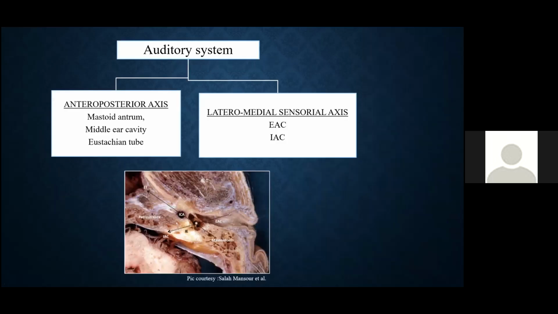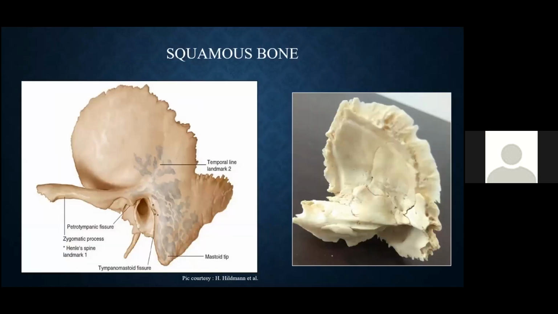The auditory system, which is present in the temporal bone, can be divided as per two axes, the anterior posterior axis as well as the lateromedial sensorial axis. The anterior posterior axis includes anteriorly the eustachian tube, in the middle the tympanic cavity or the middle ear, and posteriorly the mastoid. And the mediolateral sensorial axis includes the external auditory canal, the middle ear, and the internal auditory canal. So these auditory axes, they both intersect each other at the level of the middle ear. We studied the parts in detail now.